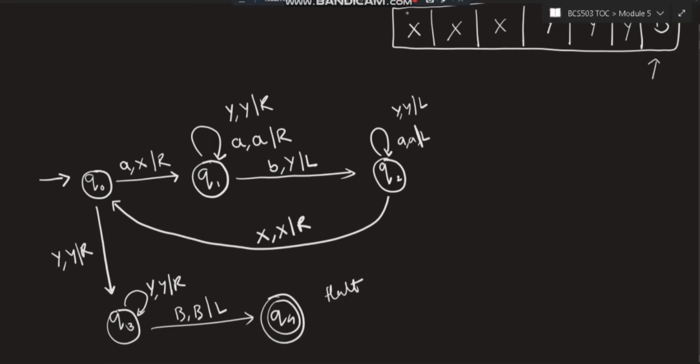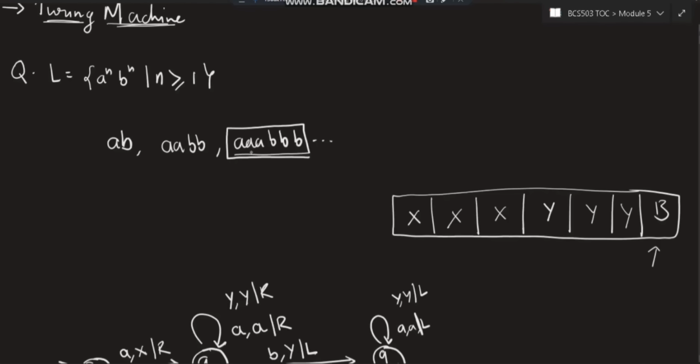Okay, so this is how you make the transition diagram for A power n B power n using a Turing machine. And one more thing: after you have done this, if in the question they give you a string and ask you to test your diagram using it, then you have to do the instantaneous description also, ID. Let's have a look at one question, how we do the IDs.